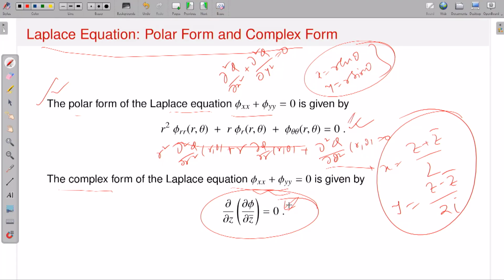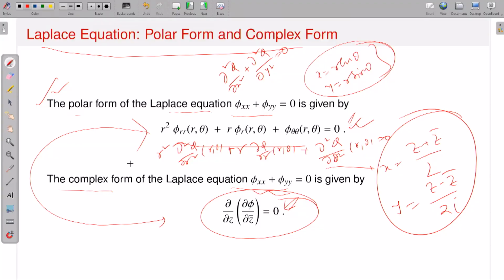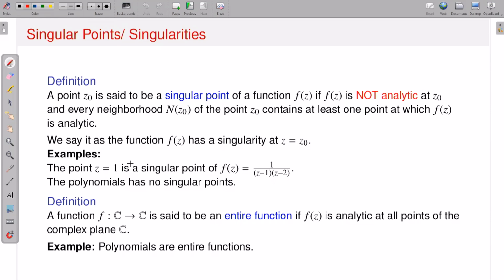As I said, sometimes, depending on what kind of functions I am giving you, it is very difficult to check whether they satisfy the Laplace equation or not. Sometimes it is useful to change to polar coordinates or to complex form, to handle those functions in terms of polar form or complex form. At that time you have to use these equations to check whether your functions satisfy the Laplace equation. This is the corresponding Laplace equation form in polar form and in complex form. So this is the last one.